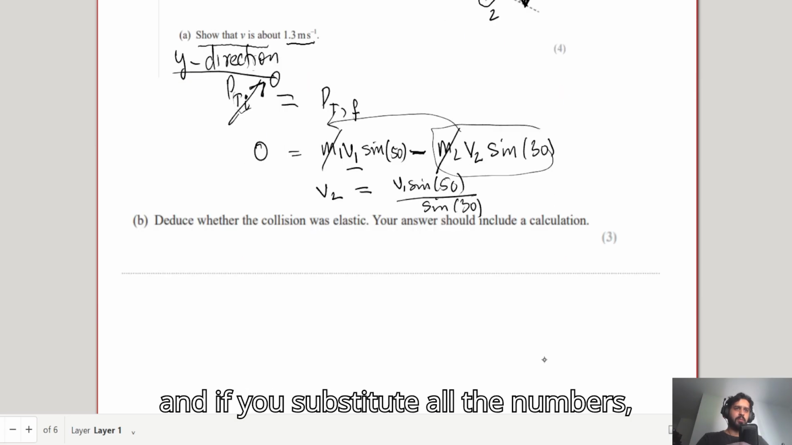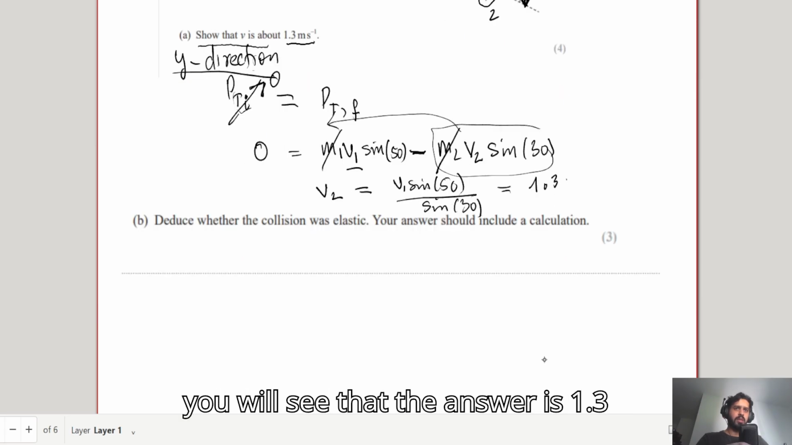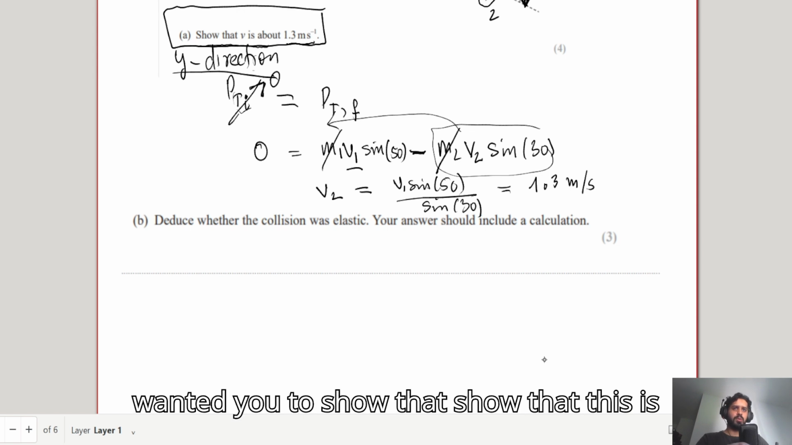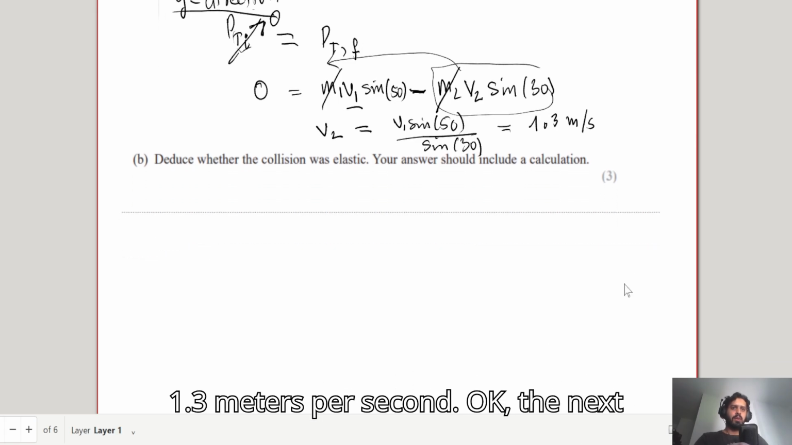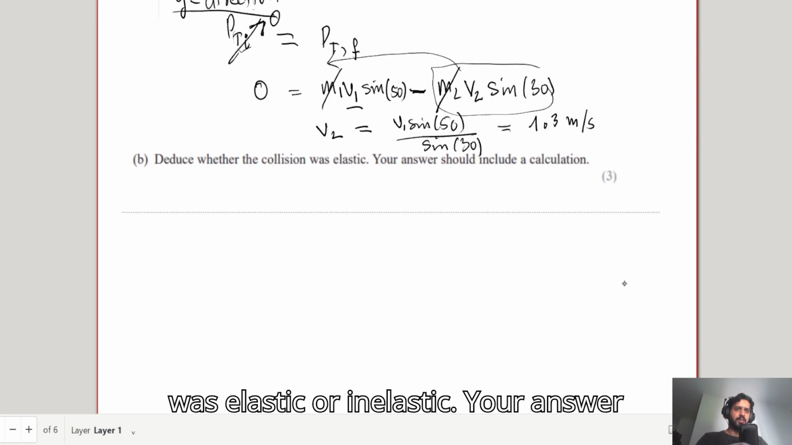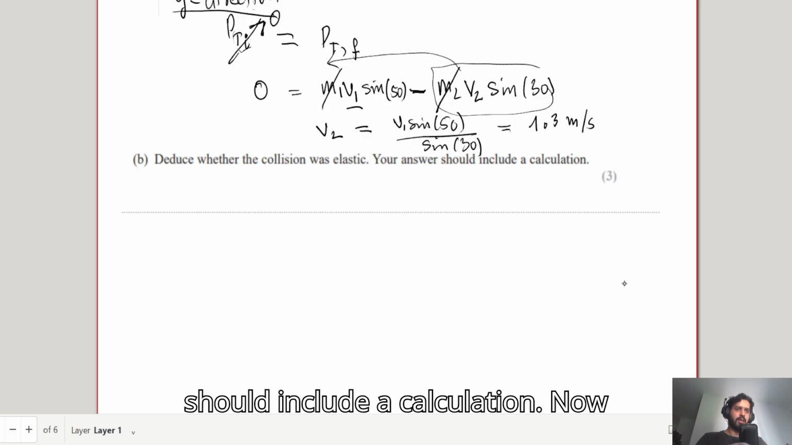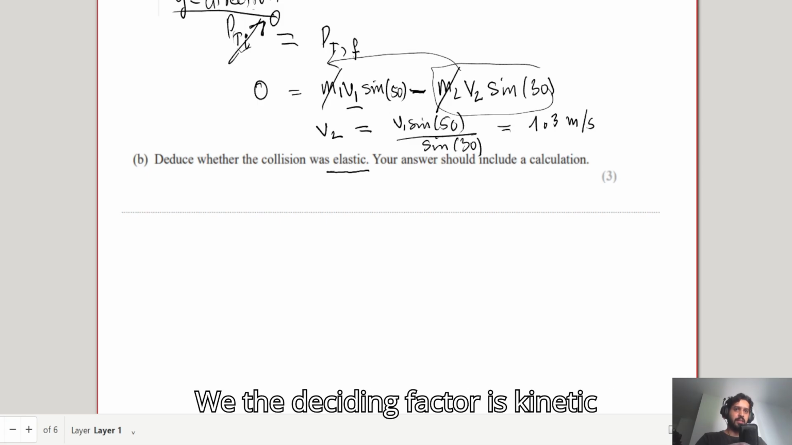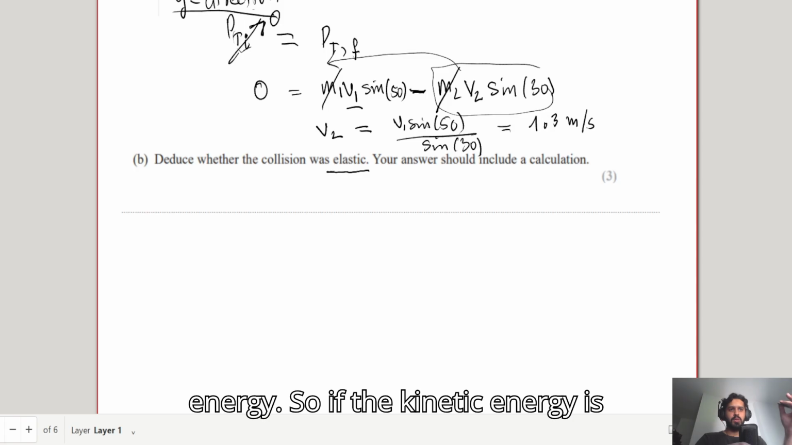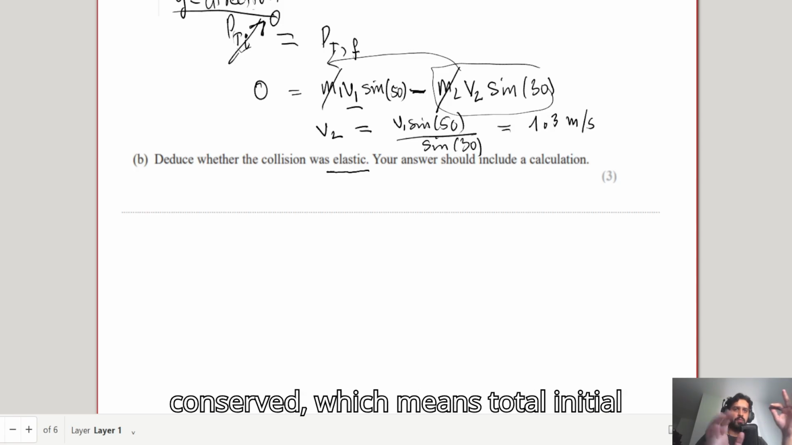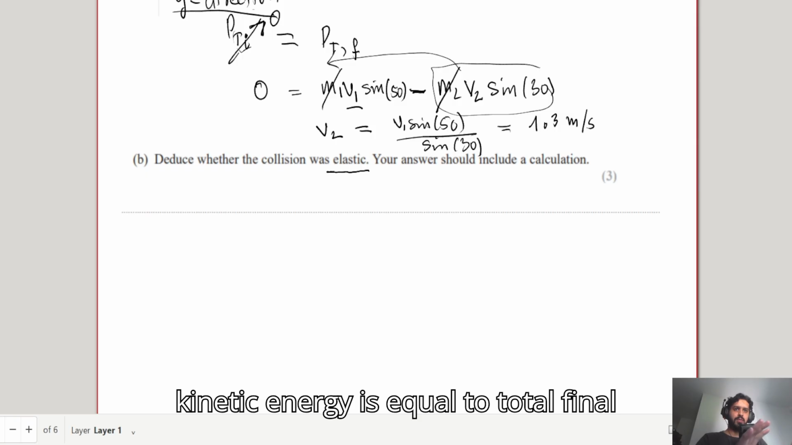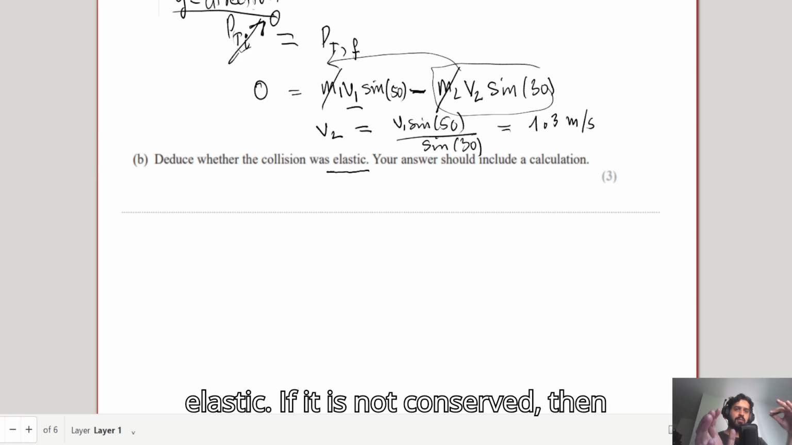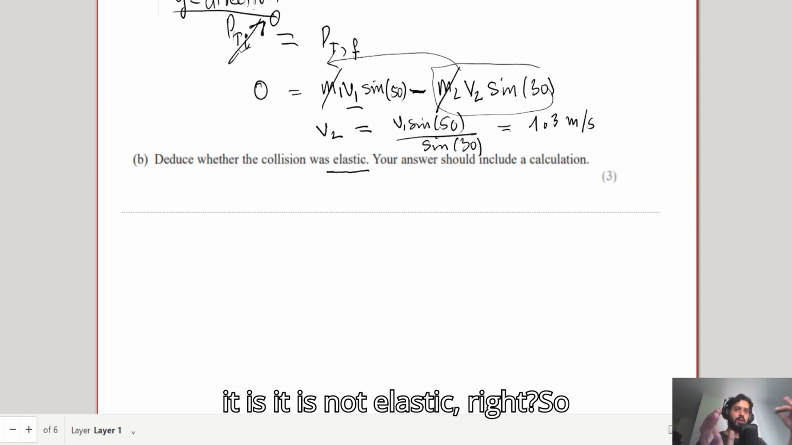And if you substitute all the numbers, you will see that the answer is 1.3 meters per second, just like they wanted you to show that this is 1.3 meters per second. Okay, the next question is, deduce whether the collision was elastic or inelastic. Your answer should include a calculation. Now, remember that for elastic or inelastic, the deciding factor is kinetic energy. So if the kinetic energy is conserved, which means total initial kinetic energy is equal to total final kinetic energy, then the collision is elastic. If it is not conserved, then it is not elastic, right?